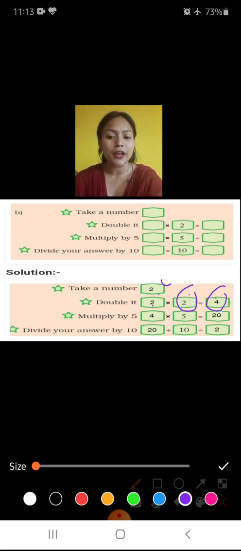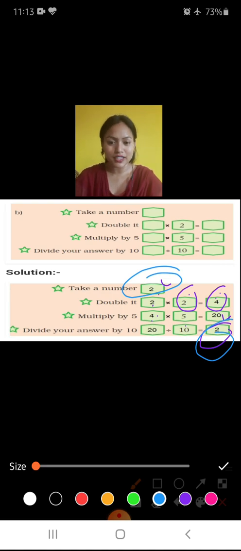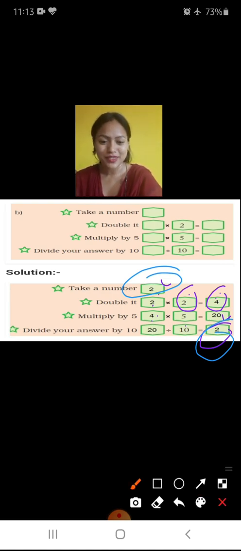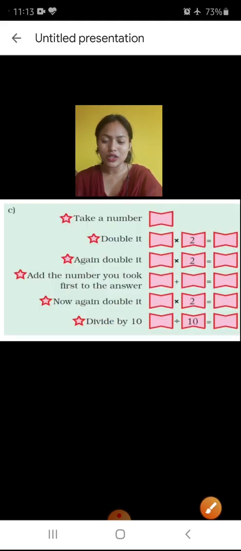Now multiply by 5. This 4 you have to multiply by 5, so 4 multiplied by 5 is 20. Now divide your answer by 10. On dividing 20 by 10, what do we get? 2. So what you observe is that the number we took in the beginning and the answer at the end are exactly the same. Okay, now let's do the next one also. See this one.